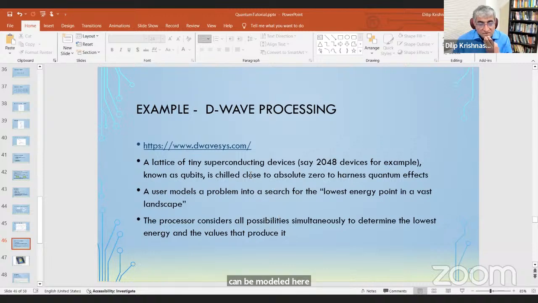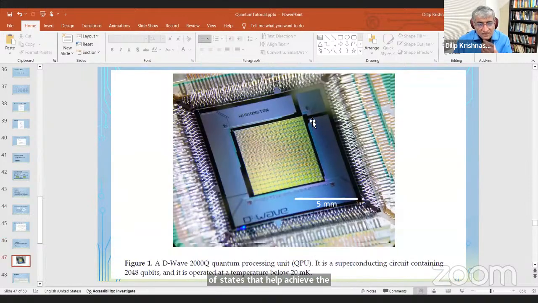And the quantum computer considers all possibilities simultaneously and tries to find values of states that help it achieve the lowest energy. This kind of computer looks like this, a lot of qubits all interconnected with each other. Now, they have some degree of connectivity.